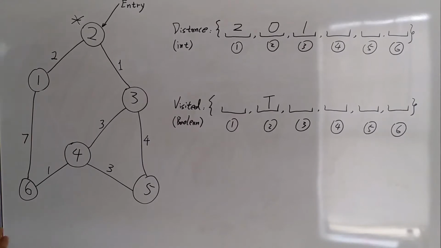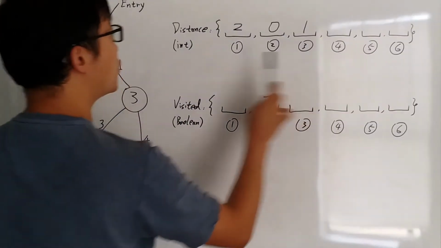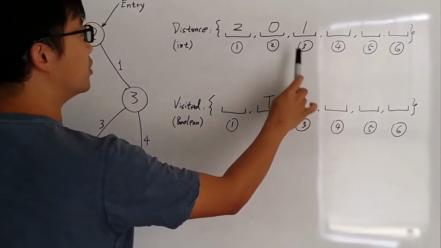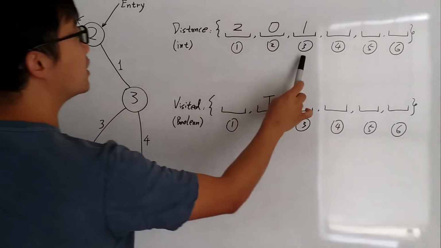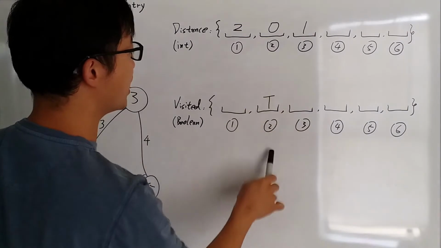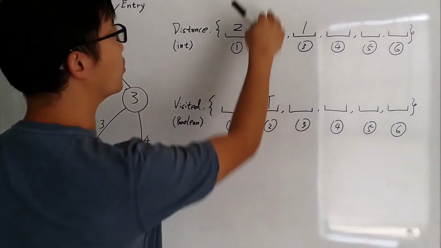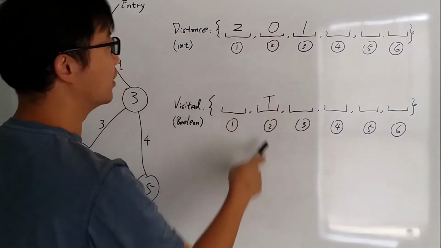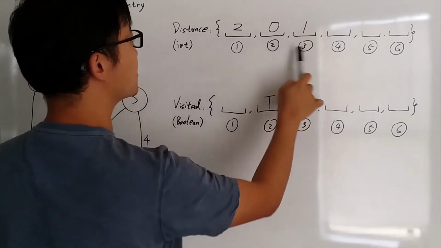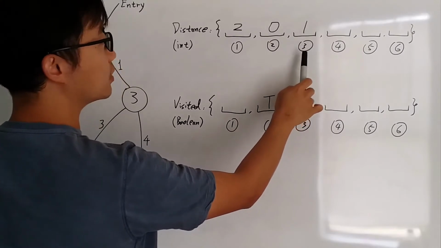Now, which node will be the next we check? We have to compare this array and find the least distance in it. Here is the 0, but the 0 was already visited before, so we ignore this node. We can find that node 3 has the least distance. So now we go to node 3.